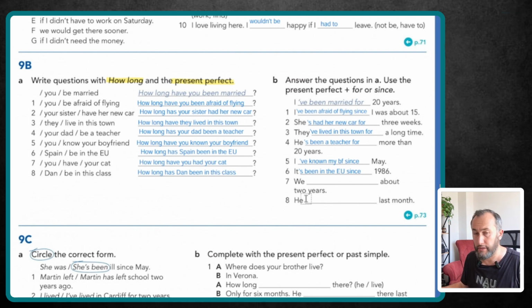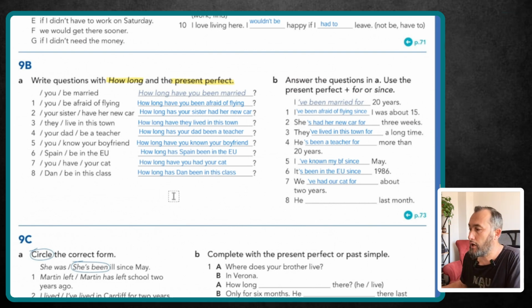About 2 years. 2 years, 3 years, 4 years, that's a period. We're going to use for. So how long have you had your car? We've had our car for about 2 years.